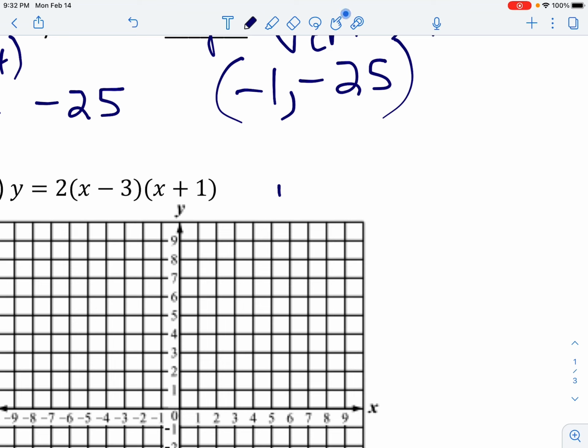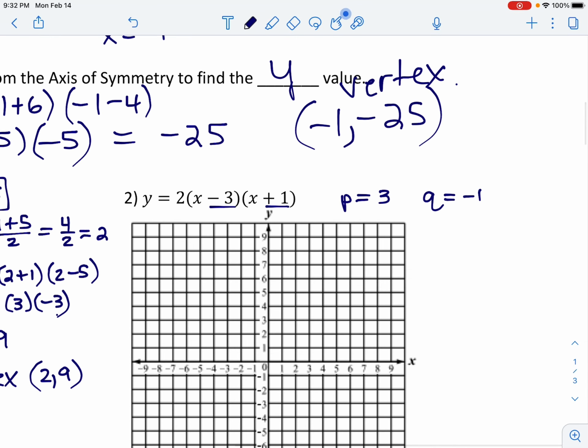So here we have P equals, because it's minus 3 here, it's going to be positive 3 over here. Q equals, because it's plus 1, it's going to be negative 1. Use the formula, P plus Q divided by 2 to find what X equals. So 3 minus 1 divided by 2 is 2 over 2, which equals 1. So my X equals 1.